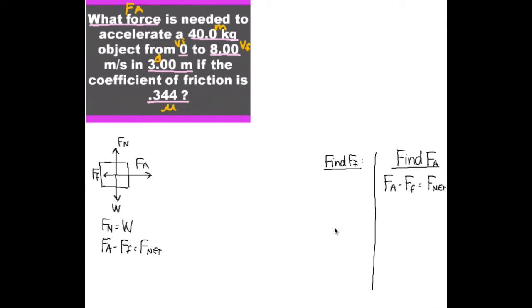Remember, don't back up here yet until we're sure we're done here. We're looking for the applied force. To do that, we're going to have to know both of these. We're going to have to know the friction. We'll have to find that. We have to know the net force. We don't know that either, so we'll need that before this also.